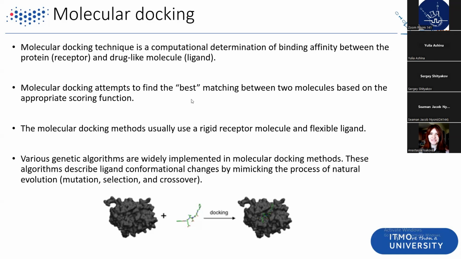So you have to either improve the ligand by decreasing the number of torsional bonds, or you have to compile the software by increasing its number to probably 62 or so, which is not really parameterized for the standard molecular docking algorithms. Various genetic algorithms are widely implemented in molecular docking methods. These algorithms describe ligand conformational changes by mimicking the process of evolution: mutations, selections, and crossover. This is a genetic algorithm. There are different algorithms, of course, but it's the most prevalent.